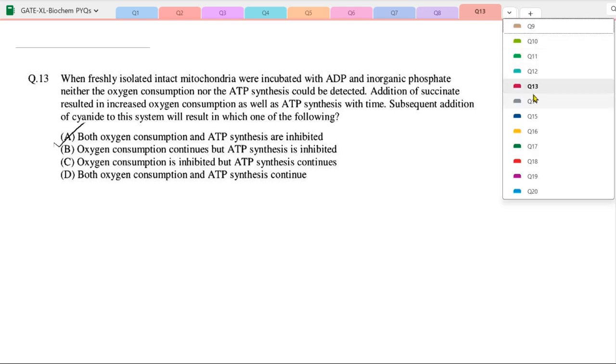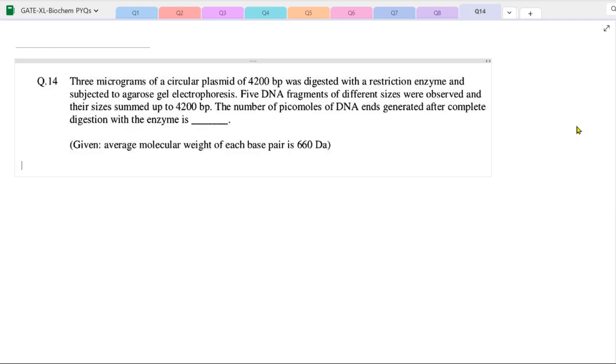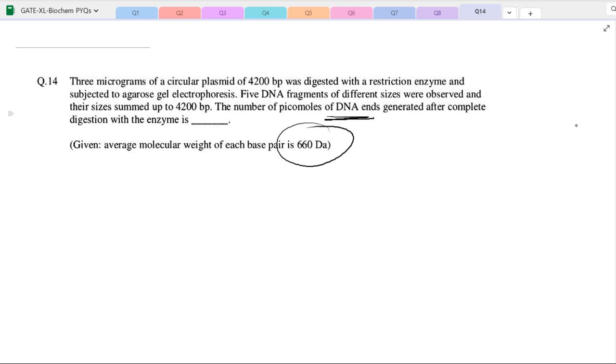Moving on to the next question. So here, 3 micrograms of a circular plasmid of 4200 base pairs was digested with a restriction enzyme and subjected to agarose gel electrophoresis. 5 DNA fragments of different sizes were observed and their sizes summed up to 4200 base pairs. So the number of picomoles of DNA ends, be very careful with the words here, they have asked DNA ends, generated after complete digestion with the enzyme is what?